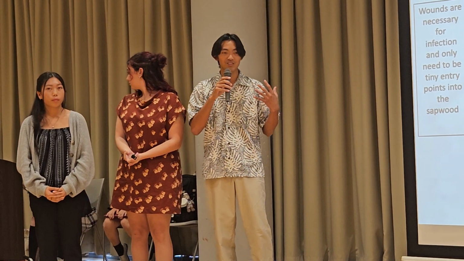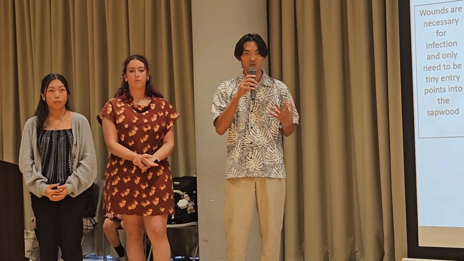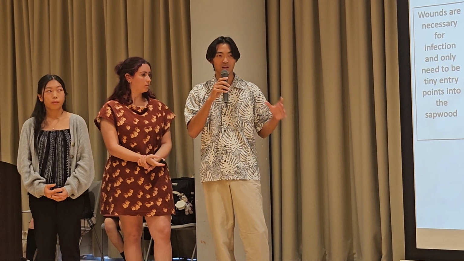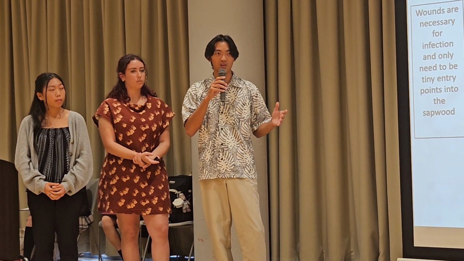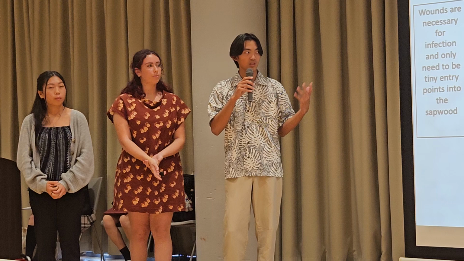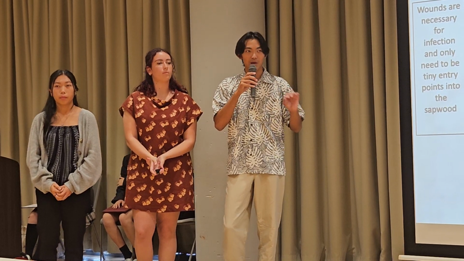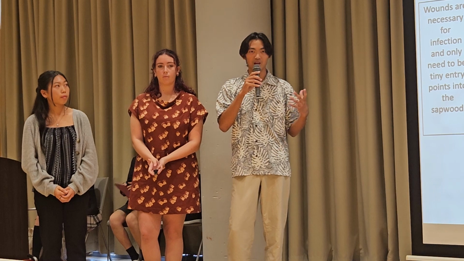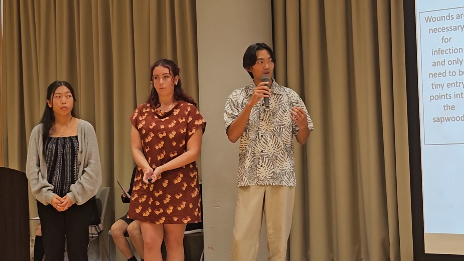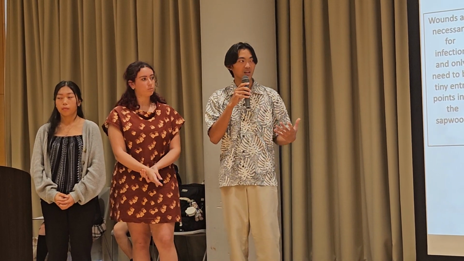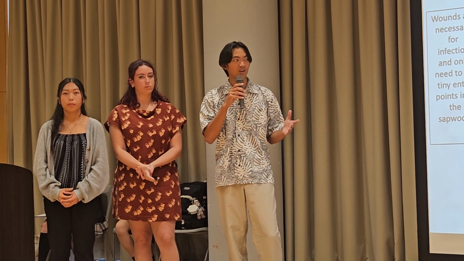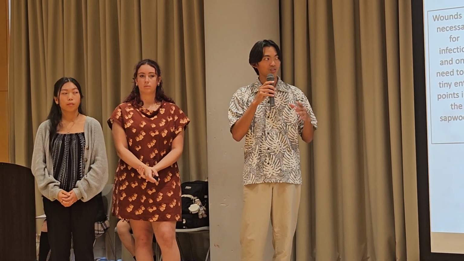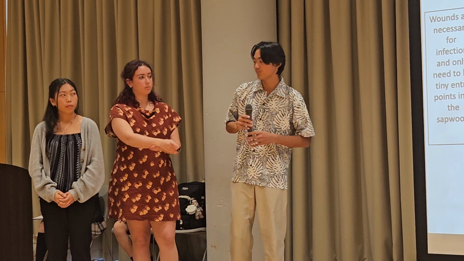And so once it's inside the tree, it spreads to the vascular system, specifically the xylem, where that's the part of the tree where it transports the water from the roots into the leaves. And this pathogen basically causes the tree to choke and prevent it from getting enough water to survive. And so this leads to the rapid wilting and the death of the tree. And it doesn't only stop there. These dead trees leave behind dead wood, which then spreads the pathogen even further.